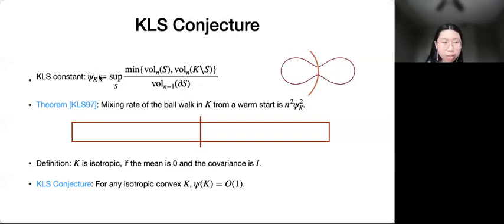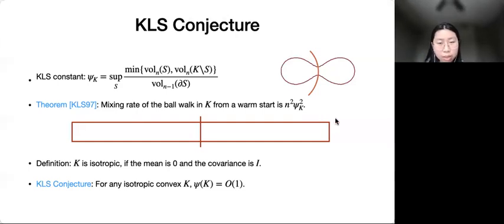So if psi K is large, we may have the case that there's a small cut that divides K into two parts that both have large volumes. And if it is small, then we have this result by Kannan, Lovász and Simonovits: the mixing rate of the ball walk in K from a warm start is n squared psi K squared. So this shows that the complexity of the ball walk is directly controlled by this KLS constant psi K.